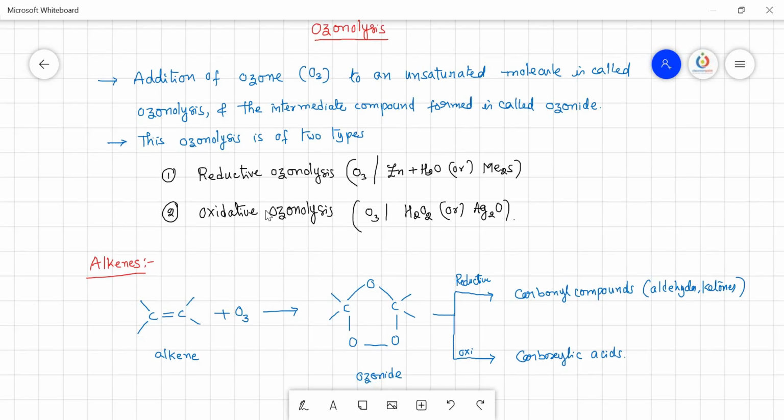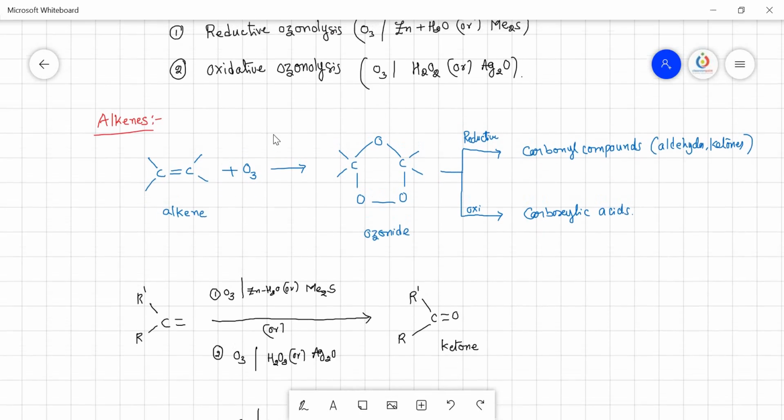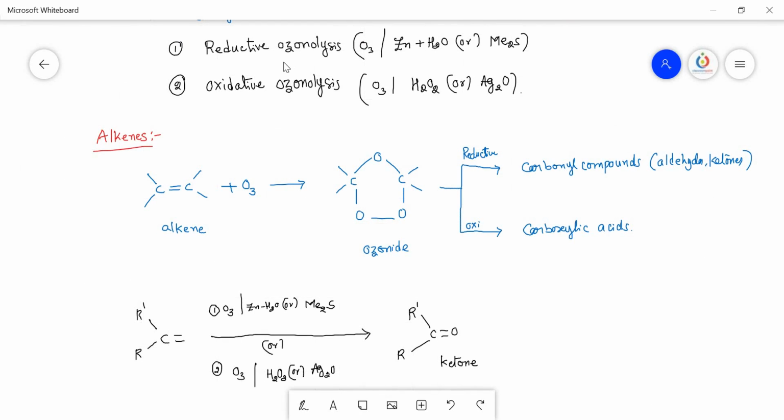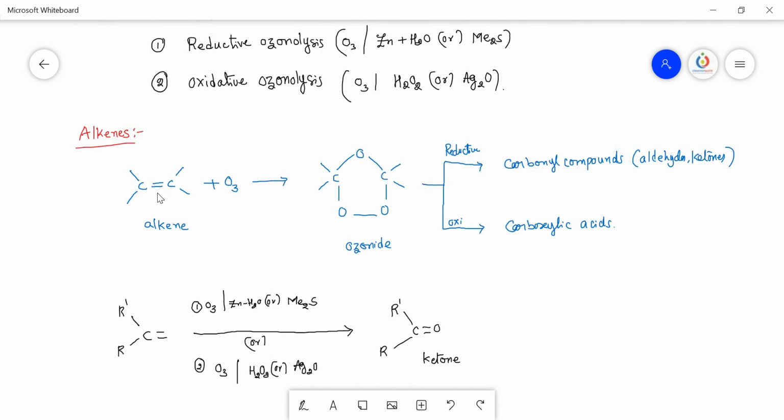Now, if you take the alkene molecules, you must remember one thing: whenever I use the word reductive ozonolysis, it means any of these combinations of chemical compounds we are going to use. For oxidative ozonolysis, these are the compounds we are going to use. In the case of alkenes, generally a double bond is present between two carbon atoms. Those molecules are called alkenes.